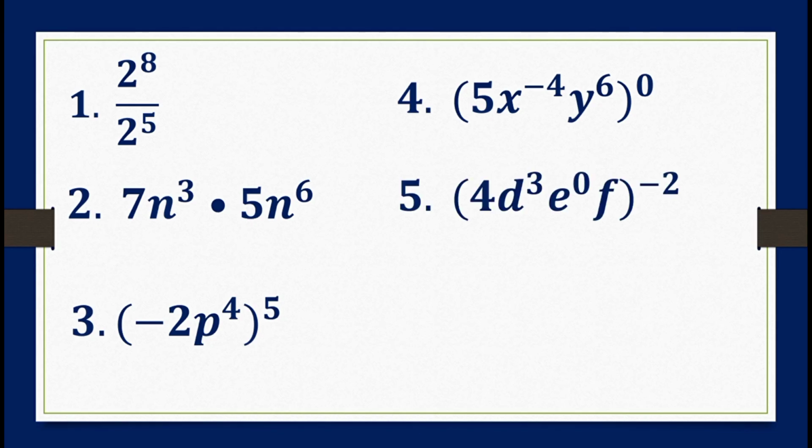Fifth, quantity 4d cubed, e raised to 0, f raised to negative 2. And the sixth one, x raised to negative 10 over y raised to negative 5. So make sure to apply the different laws of exponents in simplifying these exponential expressions.